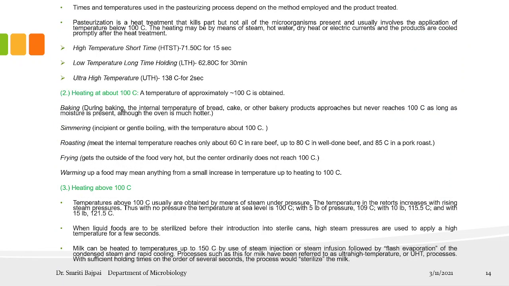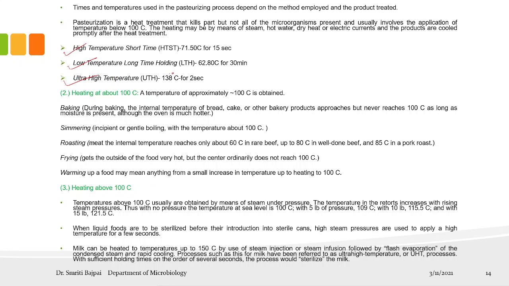Now, the time and the temperature used in pasteurization also depend on the method employed and the product treated. There are three types. Firstly, the high temperature short time, that is 71.5 degree for 15 seconds. Second is the low temperature long time, that is LTLT, 62.8 degree centigrade for 30 minutes. And third is the ultra high temperature, 138 degree centigrade for 2 seconds.